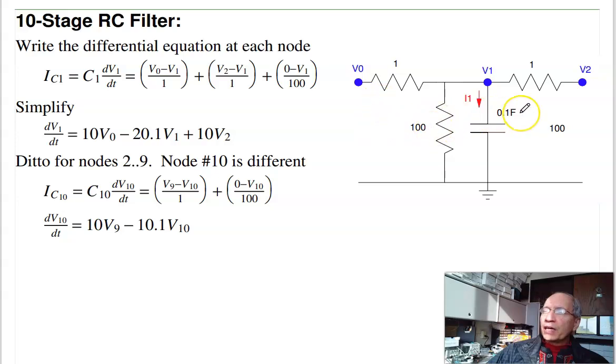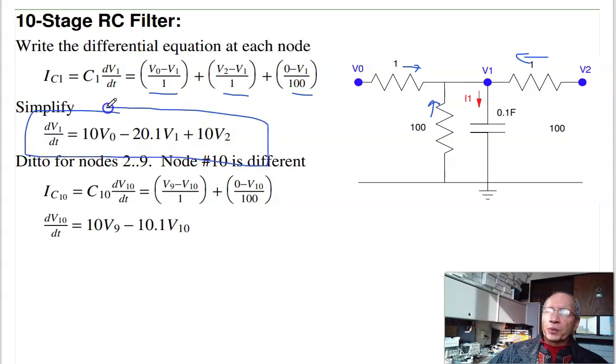So due to the symmetry, I don't actually have to write all 10 differential equations. If I write the differential equation for one node, it'll be the same for all the rest, up until the last node. So for example, in this case, I1 is the current from the left, current coming up, current from the right. Current from the left is V0 minus V1 over 1. Current from the right is V2 minus V1 over 1. Current up is 0 minus V1 over 100. Simplifying, plugging in C is 0.1, dividing, here's the differential equation at node 1.